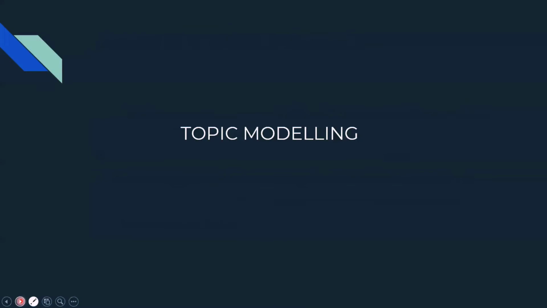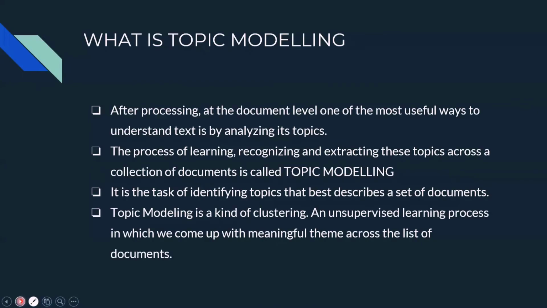And after that, topic modeling. This is another very interesting topic as well. What is topic modeling? If we have a document, then we want to know what is happening in it. So we do topic modeling. After doing the processing at the document level, one of the most useful ways to understand the text is by analyzing the topics it has. If we know that, then we can infer what the sentence or the paragraph is talking about.